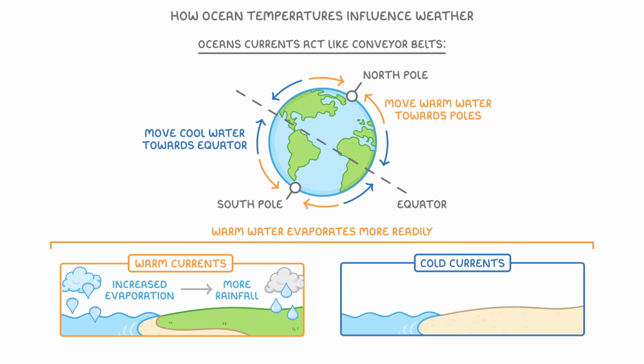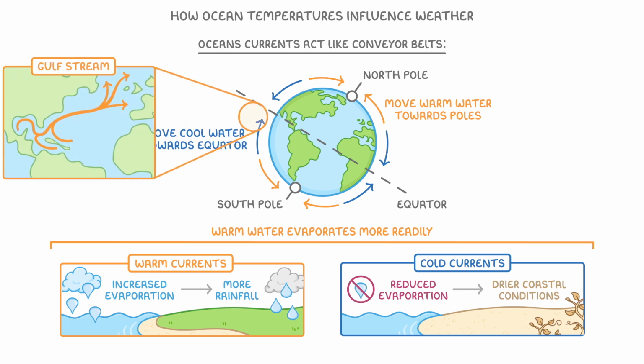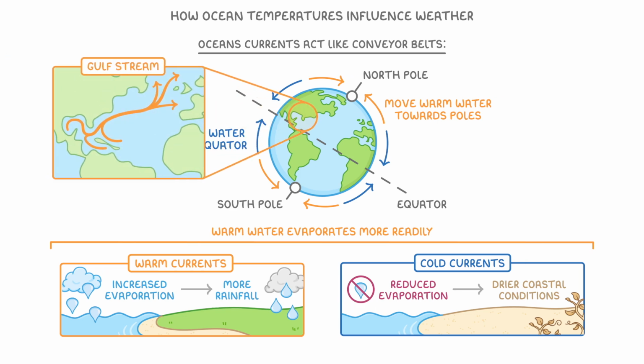Cold currents have the opposite effect though, reducing evaporation and creating drier coastal conditions. The Gulf Stream is a good example of a warm ocean current. It carries heat across vast distances, and is the reason why states like Florida tend to have much more humid conditions and hurricane activity, because the warm Gulf Stream waters provide energy and moisture, increasing the risk of storms.